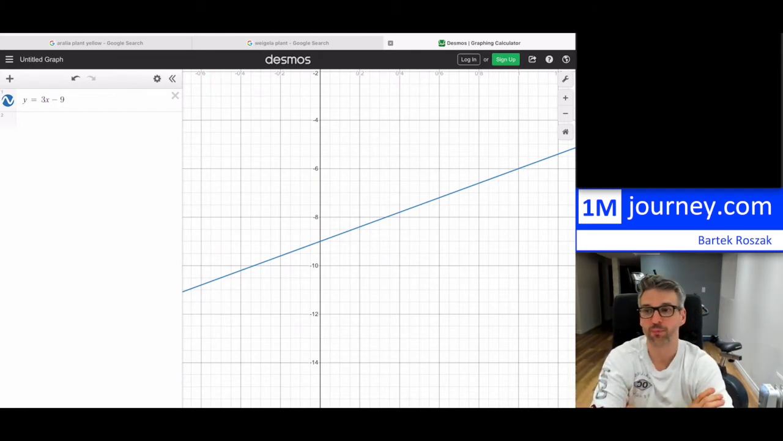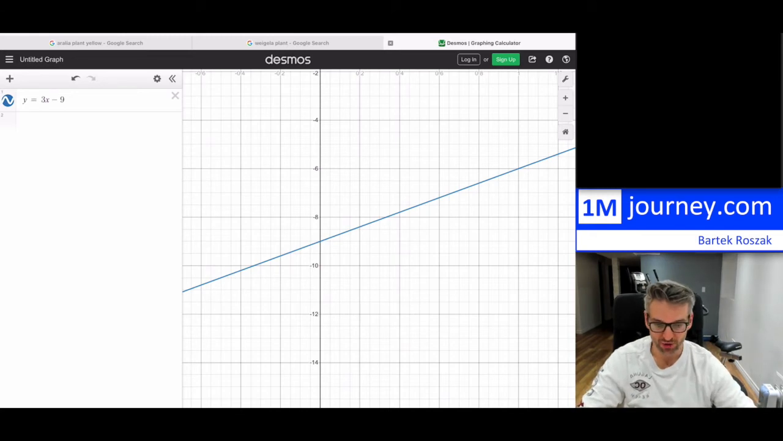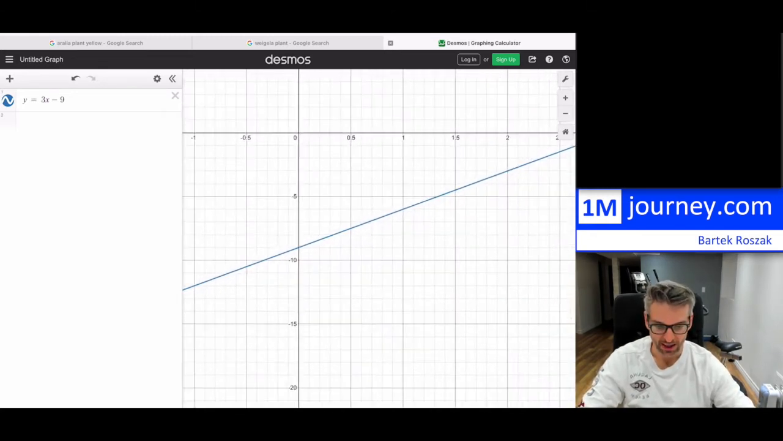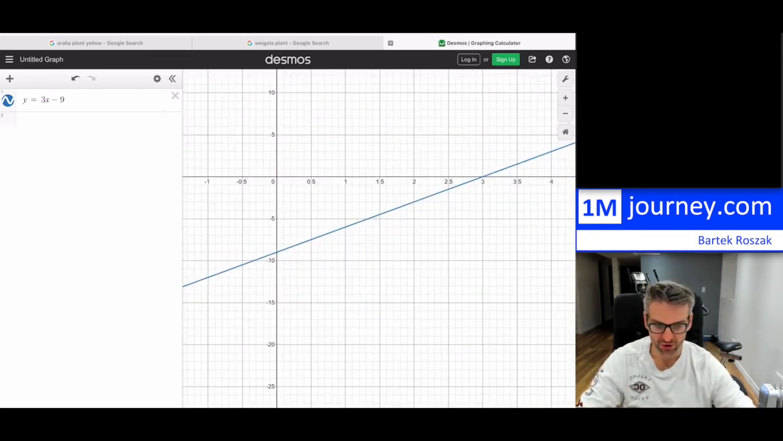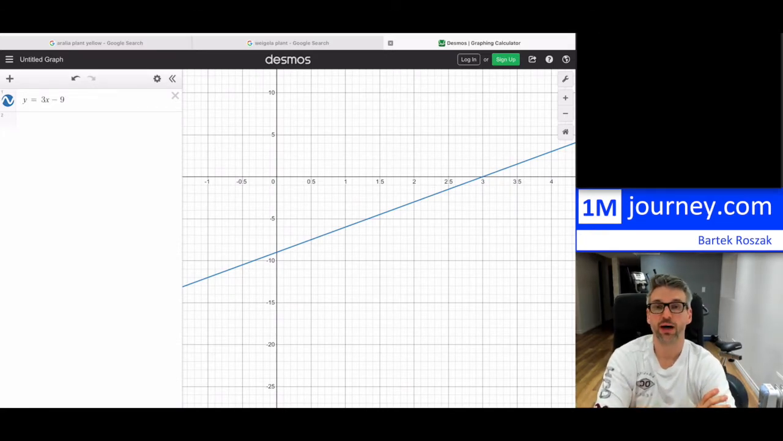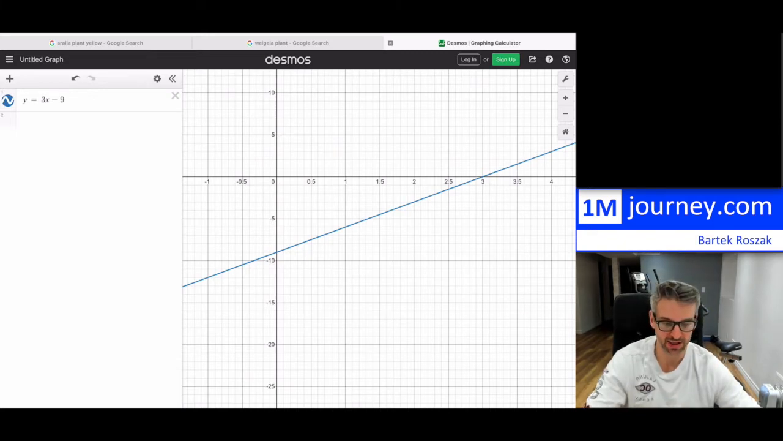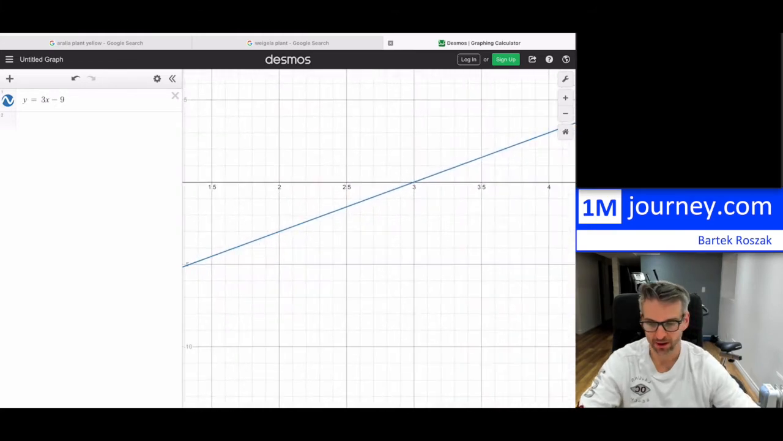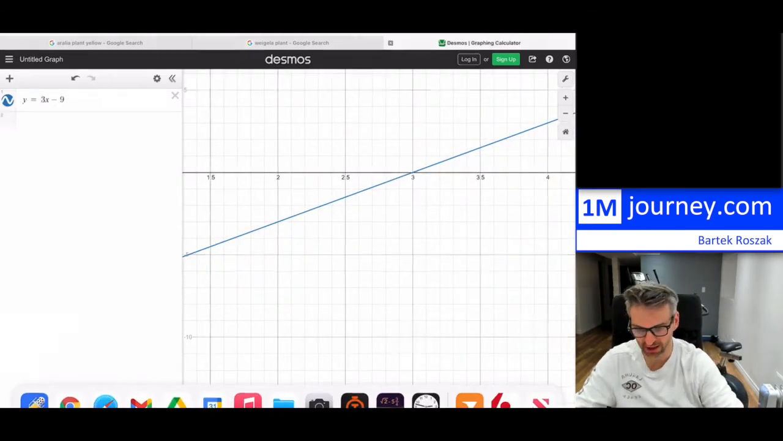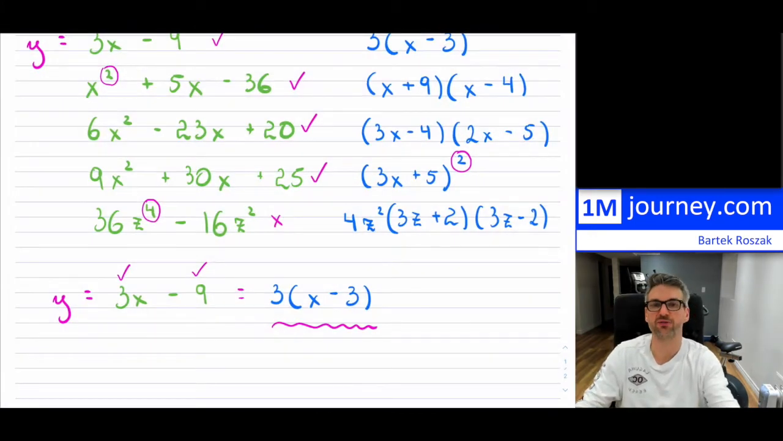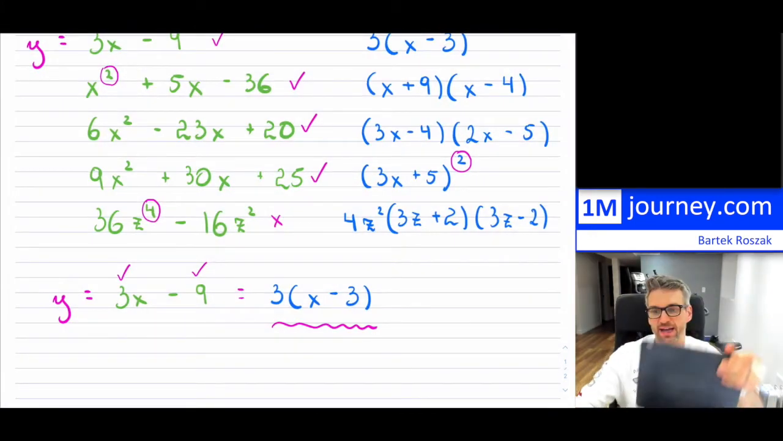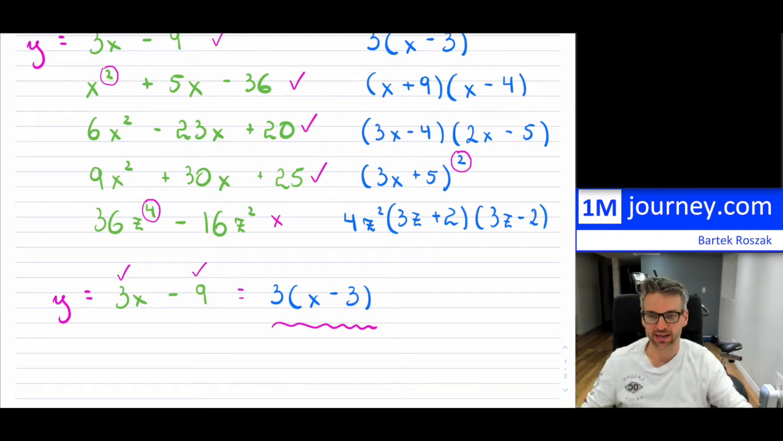Now, what I wanted to show you here is, I wanted to draw your attention not to the y-intercept, so not to the negative 9, but notice where it crosses the x-axis, which is at 3. So it crosses the x-axis at 3 here. Now, why am I drawing your attention to this? I'm drawing your attention to this because when you put things in factored form, notice I have here 3 and then x minus 3.